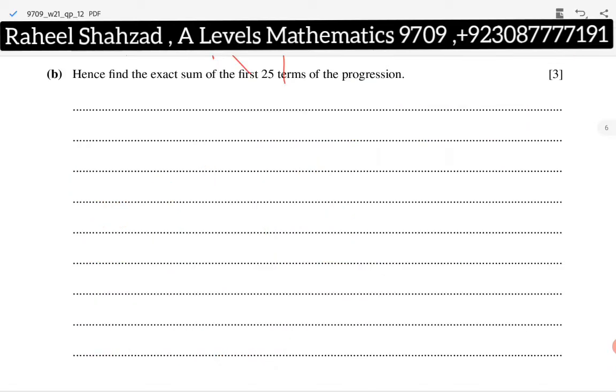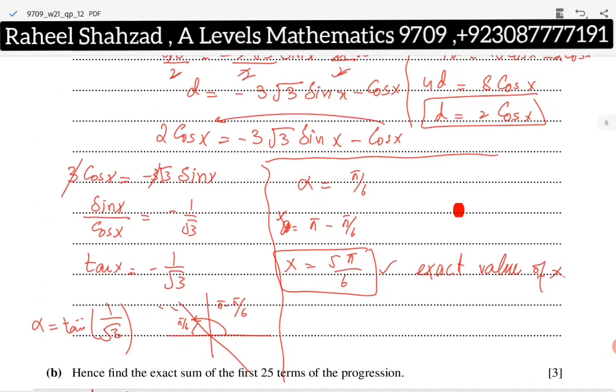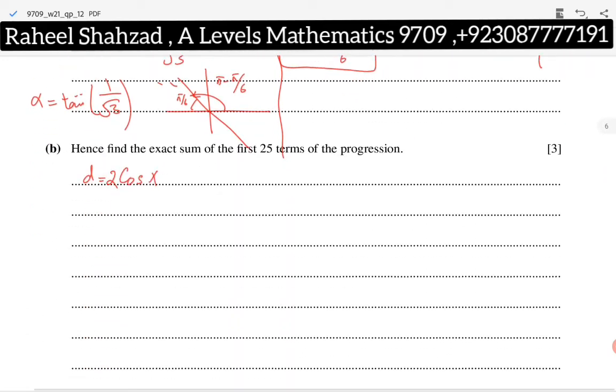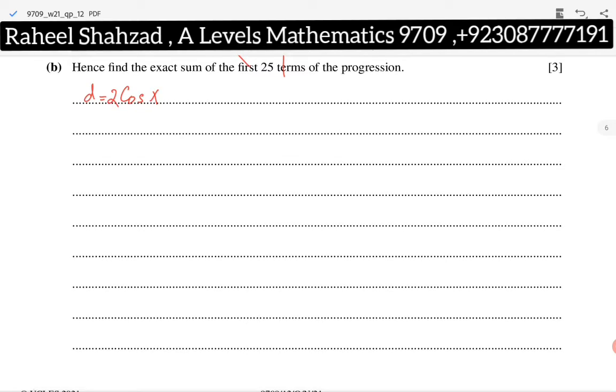Now we know that d is equal to 2 cos x. From here we can easily substitute the value of x as 5 pi by 6, so d is equal to 2 into cos of 5 pi by 6, so this value is going to be minus under root 3.